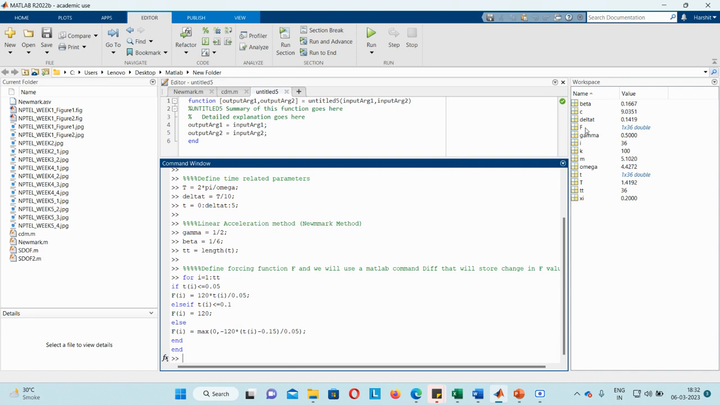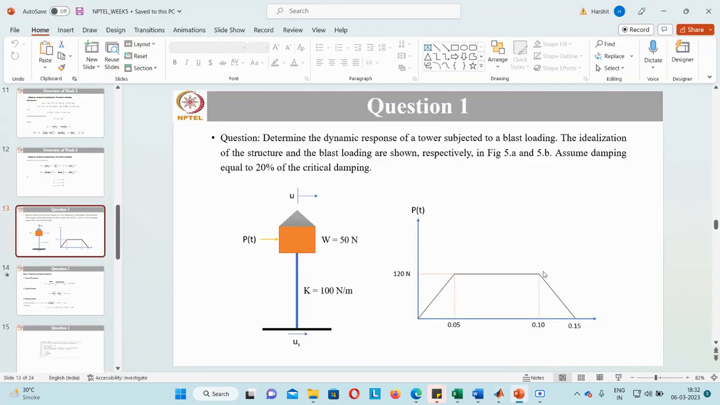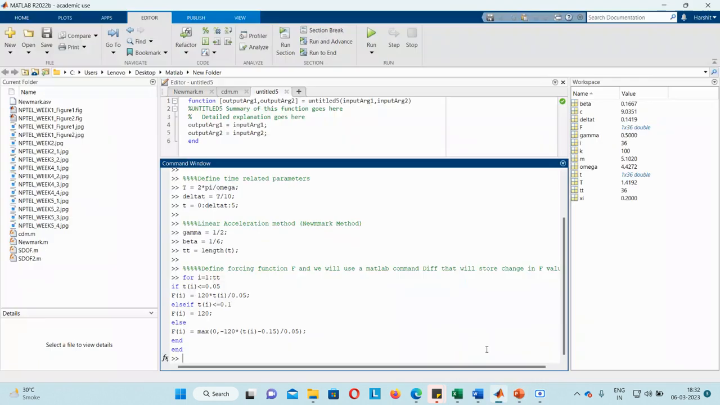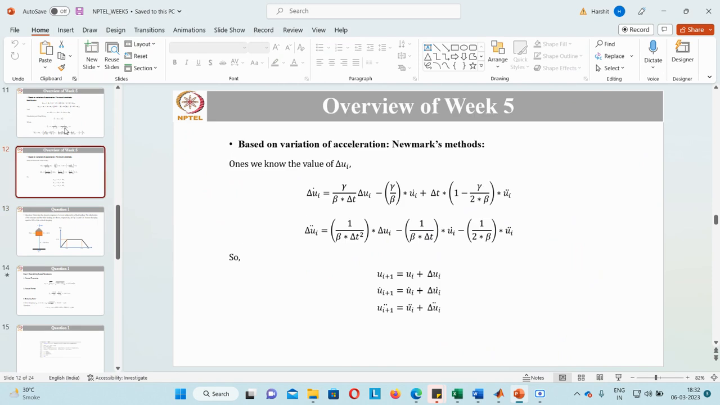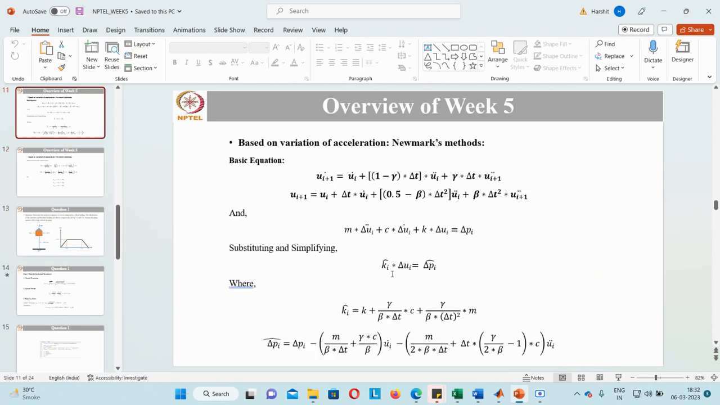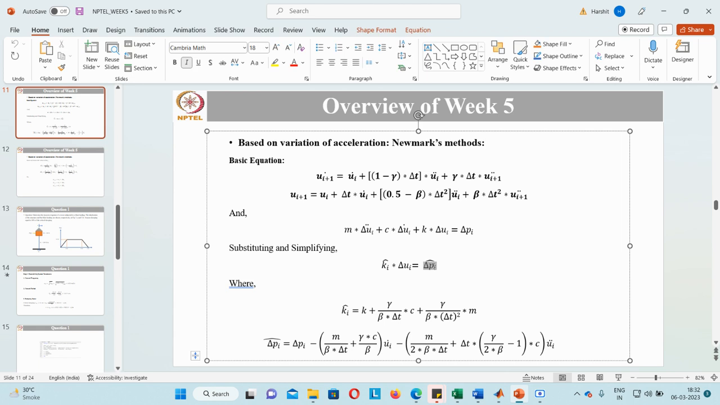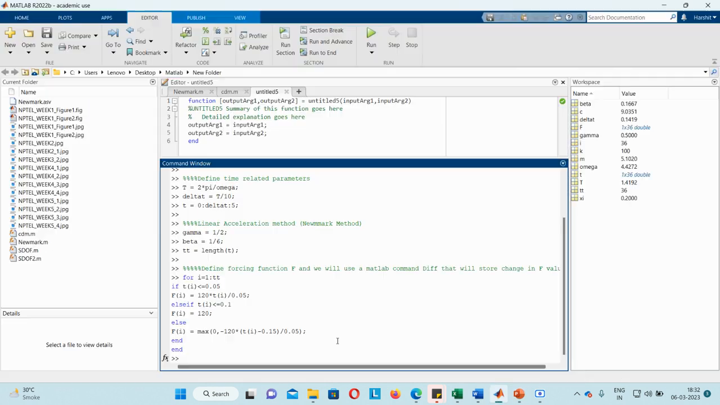So you can see the forcing function is again a 36 value matrix. Initially the value will be this, then constant, then this, and then 0 till 5 seconds. Now after this we need to calculate the difference in forcing function value. Why do we need to calculate this? Because you can see here in the dynamic equilibrium equation we need delta p i for calculating the change in deformation. So we can calculate the change in forcing function value using the function diff of f.